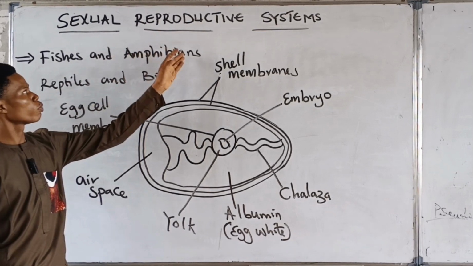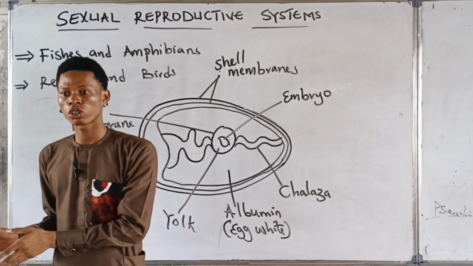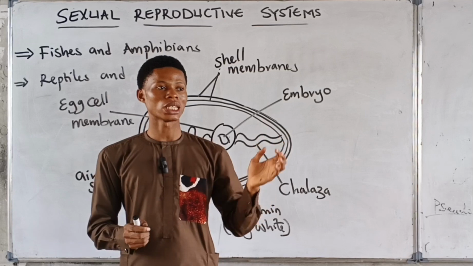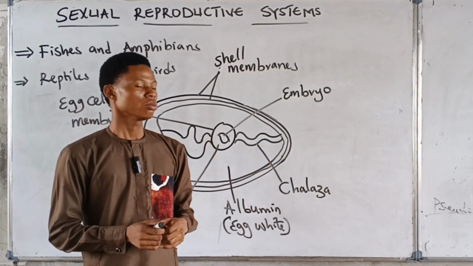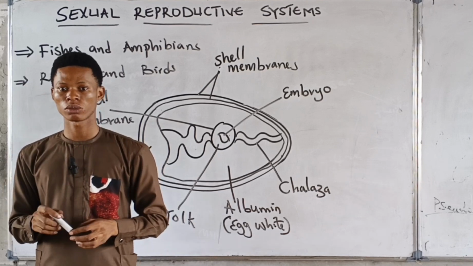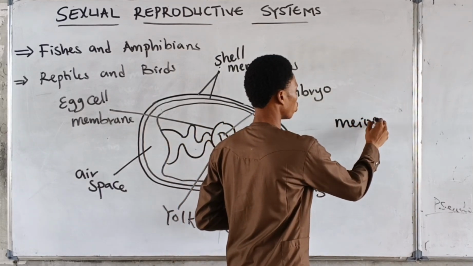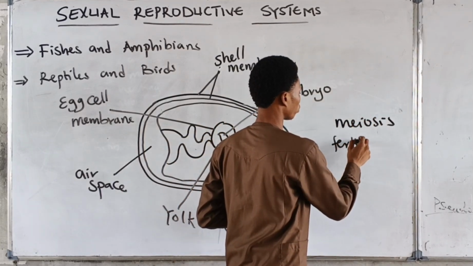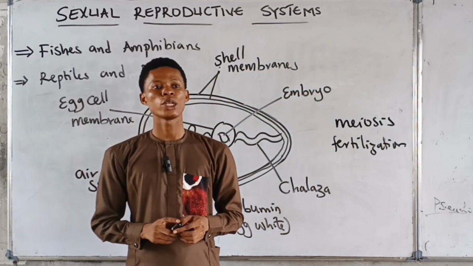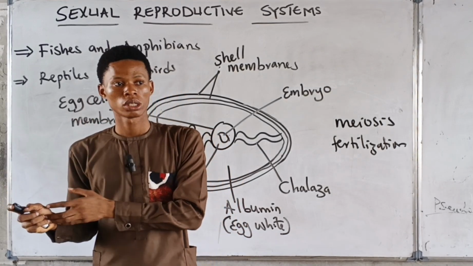Alright, so we'll be looking at sexual reproductive systems. Now, we have sexual reproduction and asexual reproduction, right? But what we are going to be looking at here is sexual reproduction. There are two main important events in sexual reproduction, and they are meiosis and what? Fertilization. Meiosis and fertilization. Please note, mitosis is not in sexual reproduction.